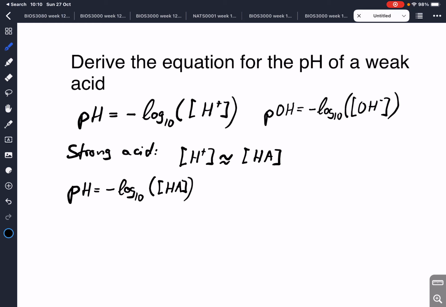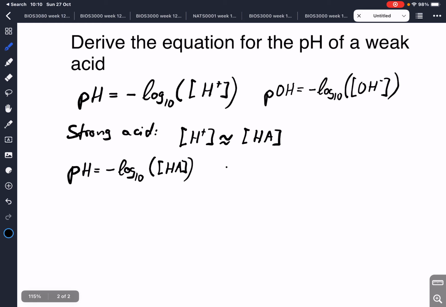Now, what does strong acid mean? Strong acid means that the acid is almost completely dissociated in water into proton and the conjugate base. So strong acid basically means that we've got HA, and that dissociates almost completely into protons and the conjugate base here. And there's hardly anything left of the HA.